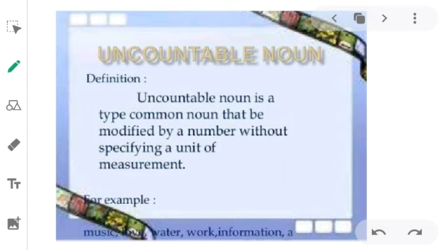Uncountable noun. Unlike countable nouns, we cannot count uncountable nouns. We can only measure uncountable nouns. Sometimes we can only measure the things, we cannot count them. So we can measure music, water, work, information. We can measure them through liters, kgs, grams, feet and inches. So those are uncountable nouns, we can only measure them.